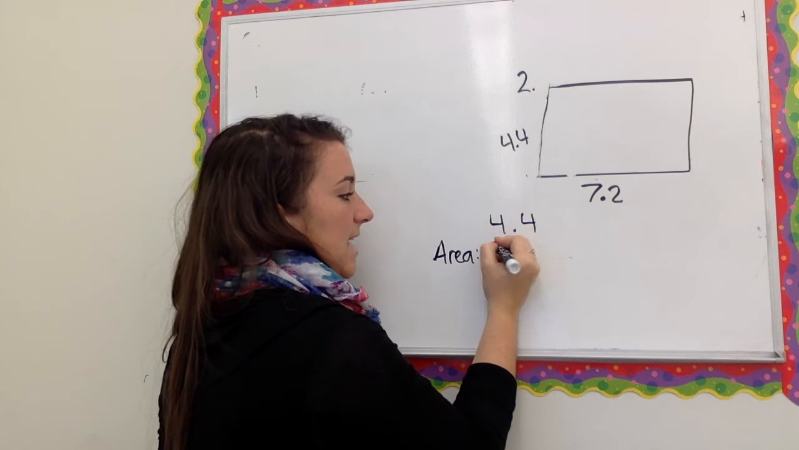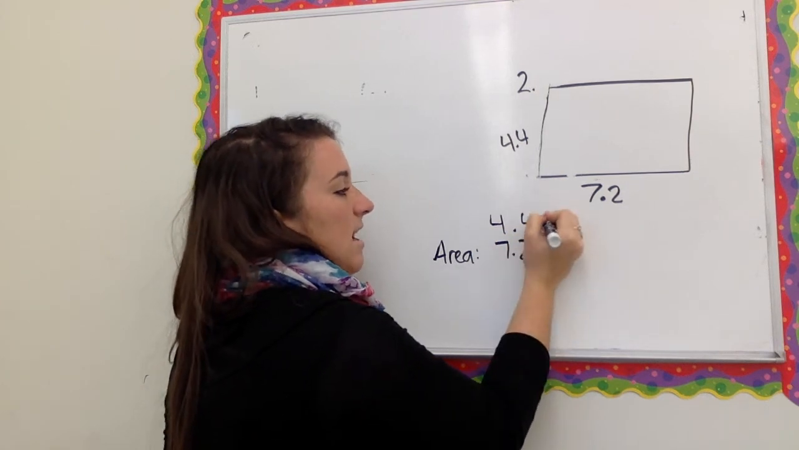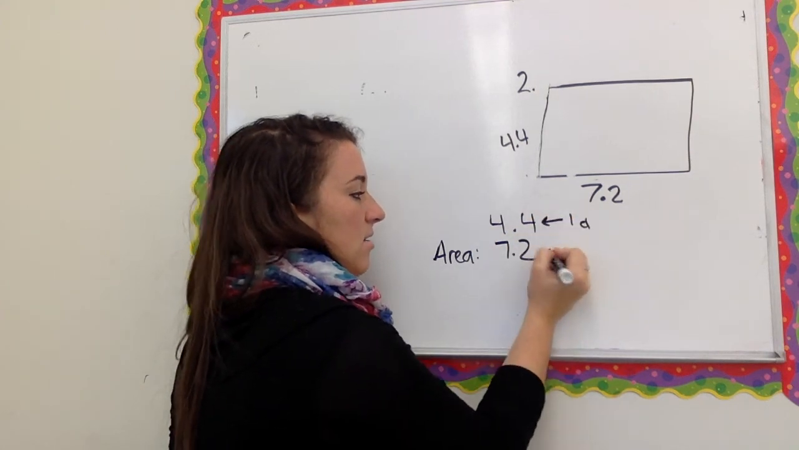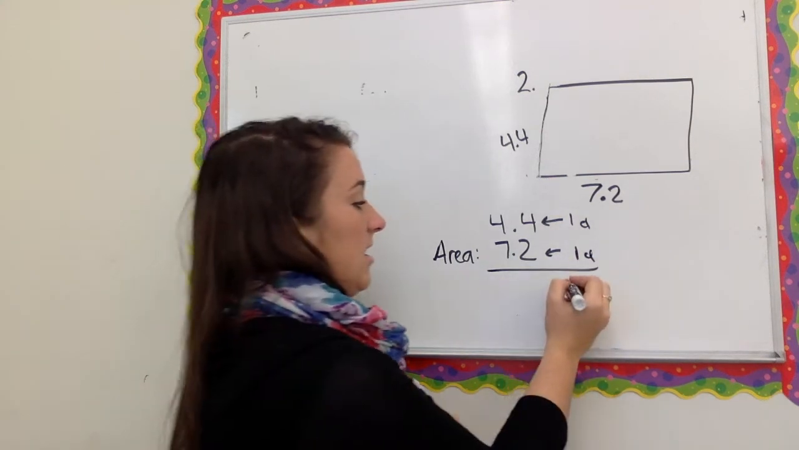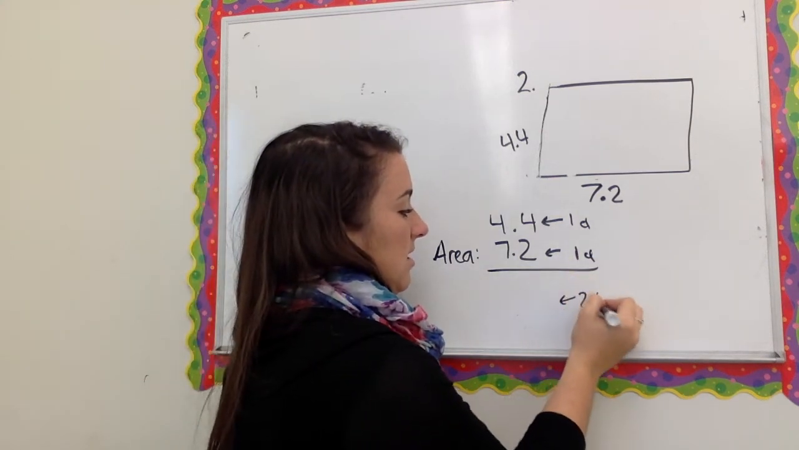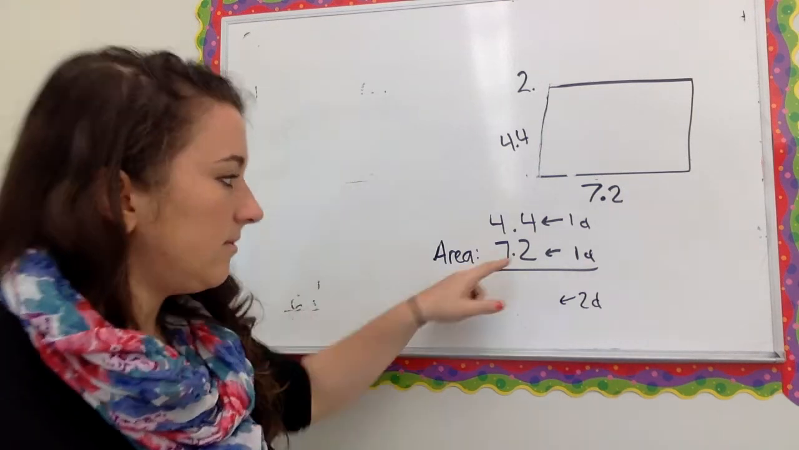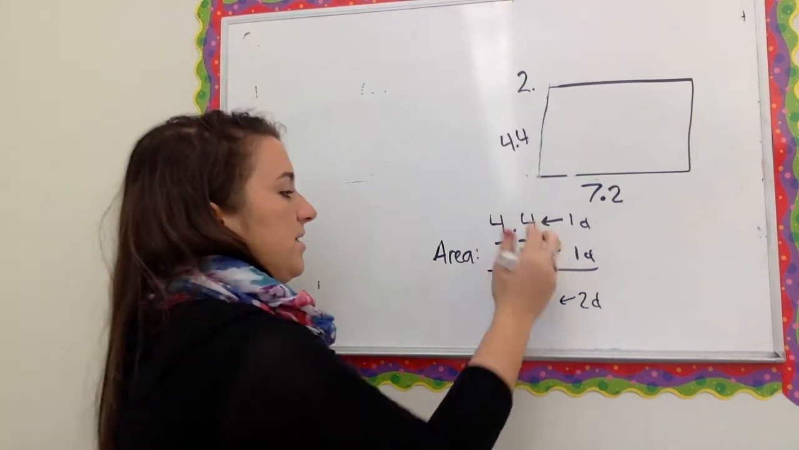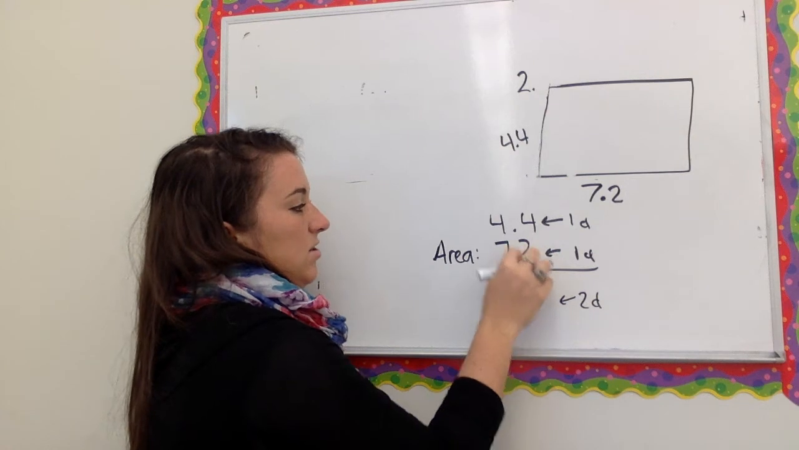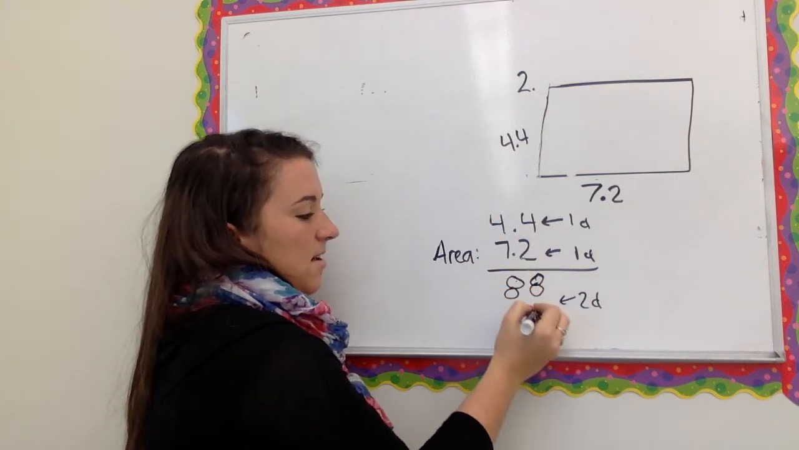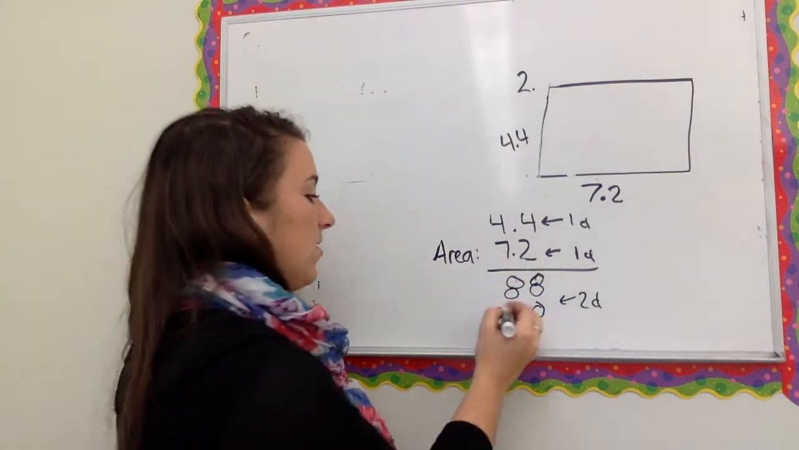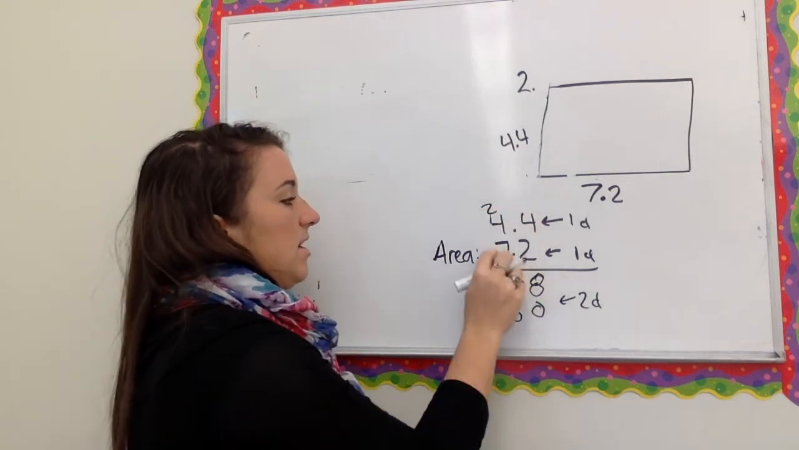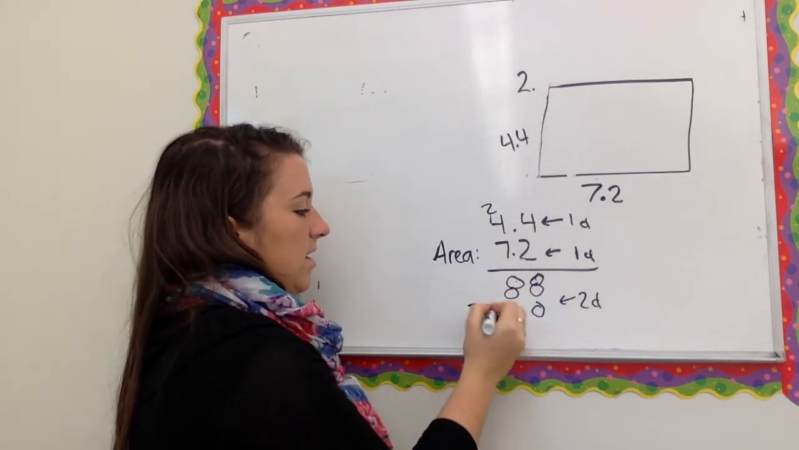4 4/10 times 7 2/10. I have 1 decimal place here, 1 decimal place here. So before I even multiply, I know that in my answer, there will be 2 digits behind the decimal. Now I multiply normally. 2 times 4 is 8. 2 times 4 again, 8. Put my 0 as I move on to the next digit, the 7. 7 times 4, 28, carry the 2. 7 times 4, 28, 30.